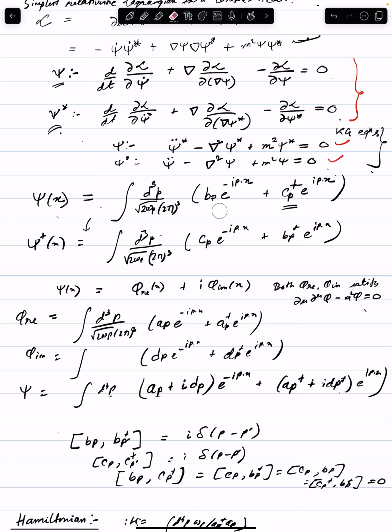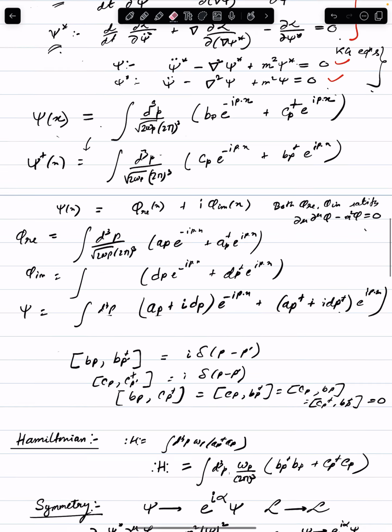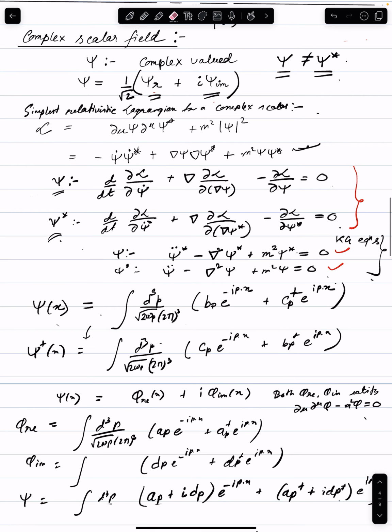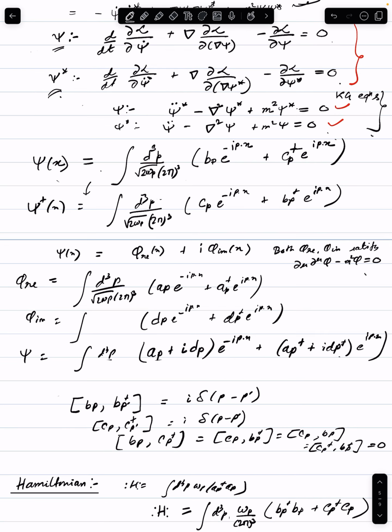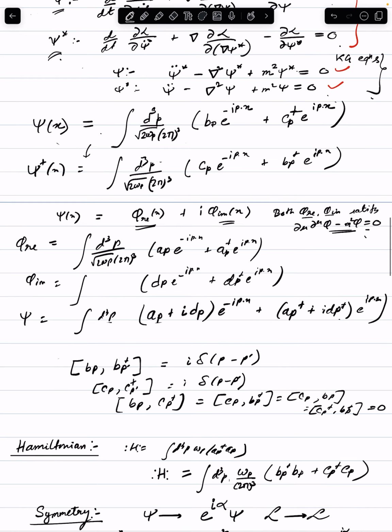And you may wonder why there are two different things, b_p and c_p dagger. This is again because I have two harmonic oscillators, and to see it more explicitly, we can go back to this formula that I wrote, where I can write psi in terms of two real fields. You can check that if you substitute in the equations of motion, both the real and imaginary parts of psi will satisfy the Klein-Gordon equation. So they will have exactly the same kind of expansion as a Klein-Gordon field, and there are two of them.